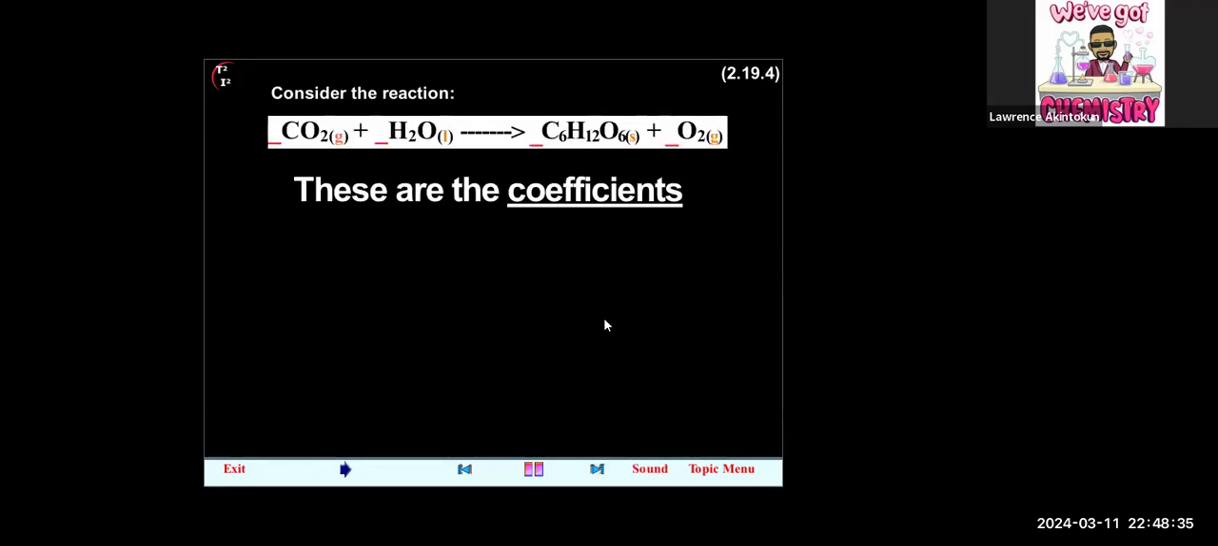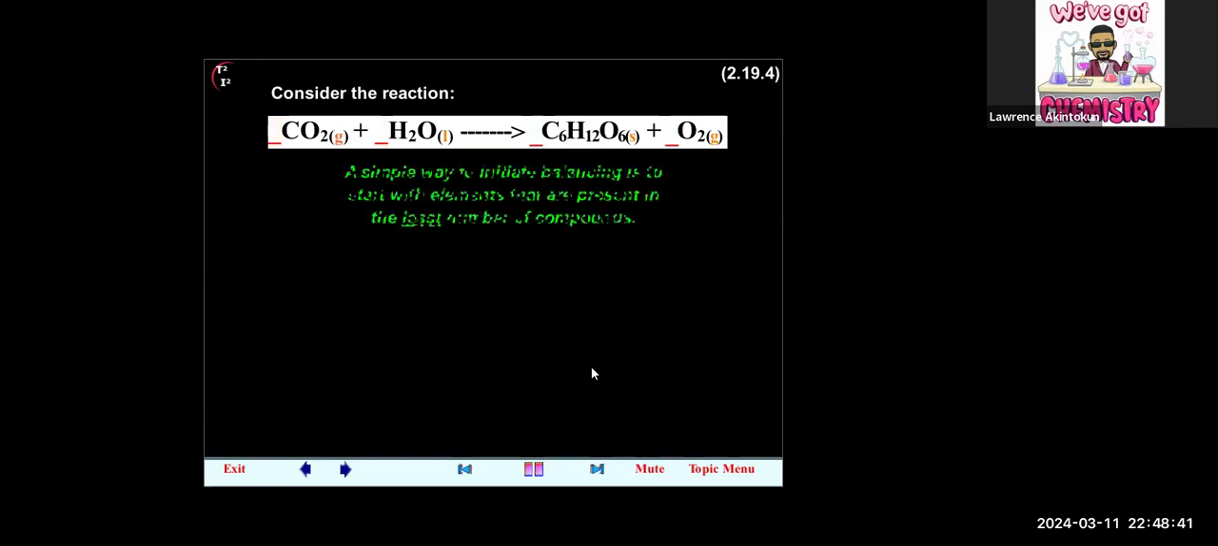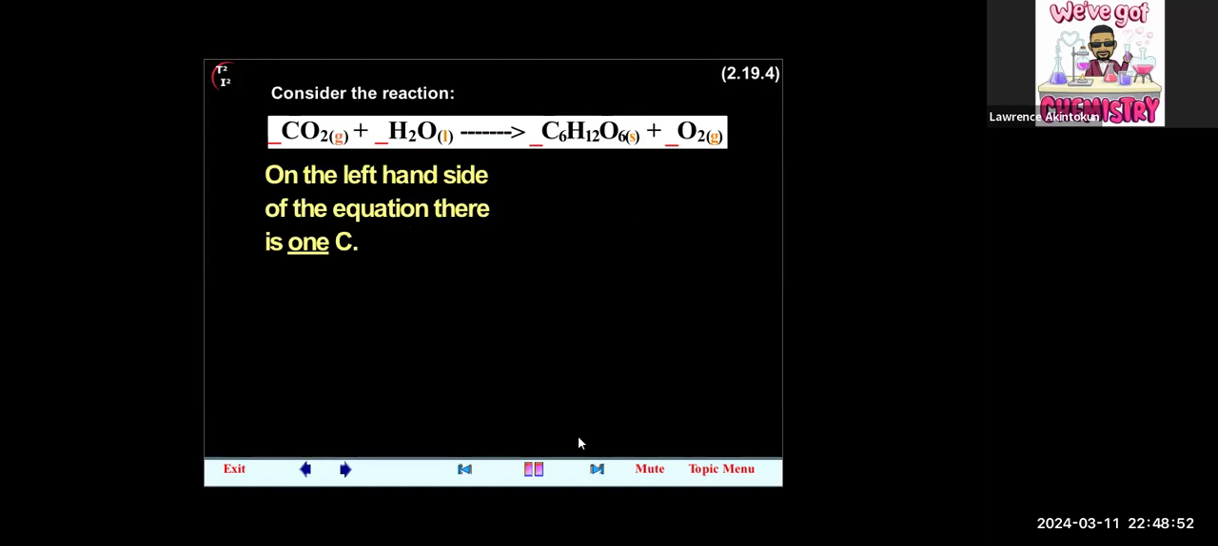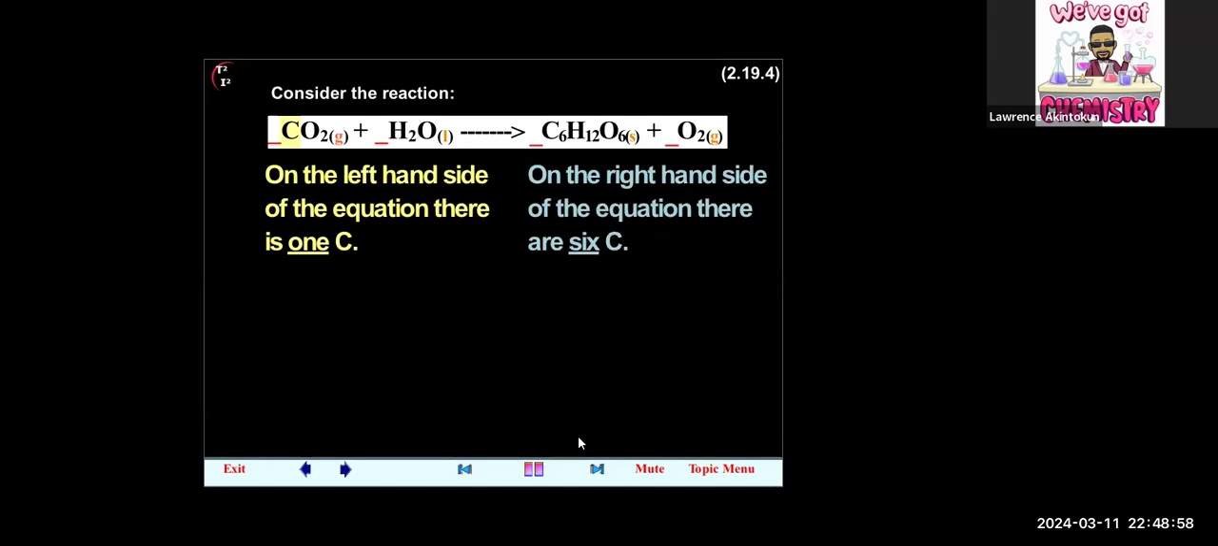Let's take another example. A simple way to initiate balancing is to start with elements that are present in the least number of compounds. On the left-hand side of the equation, there is one C. On the right-hand side, there are 6 C. Hence, a coefficient of 6 is placed for C on the left-hand side.